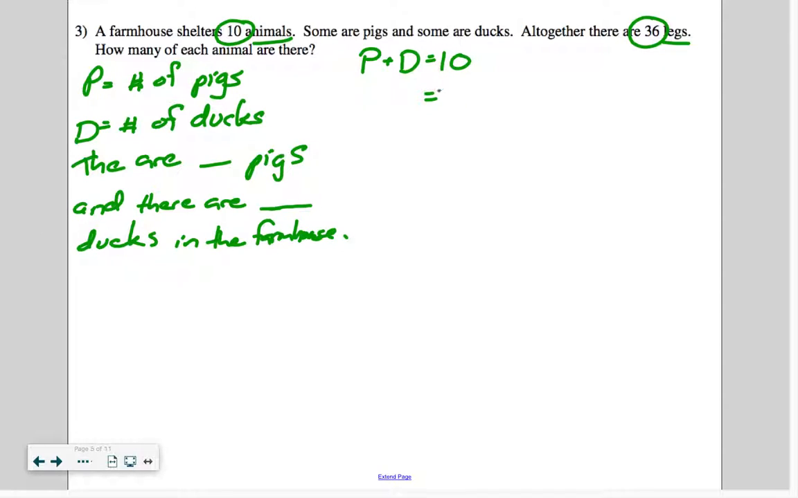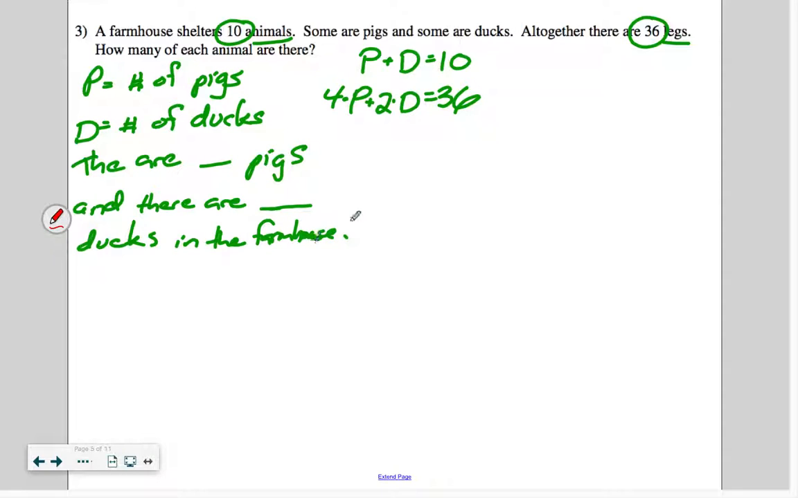Talking about legs, there's 36 legs. If I take the number of pigs and multiply that by 4, that gives me the number of pig legs. If I take the number of ducks, D, and multiply that by 2, that gives me the number of duck legs. When I add the pig legs and the duck legs, I should get 36.